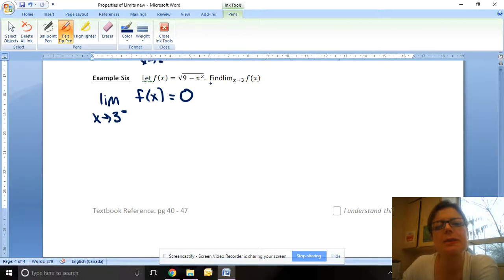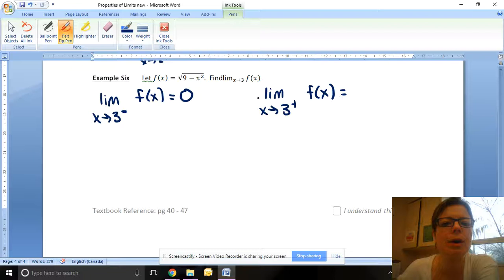And you might be saying, well, Mrs. Weeds, can't I just plug and chug because this is a continuous function? Can't I just throw it in? Well, look what happens on the other side of the limit. The limit as x approaches 3 from the right of f(x). Again, just consider these values. 3.1. 3.1 squared is greater than 9.